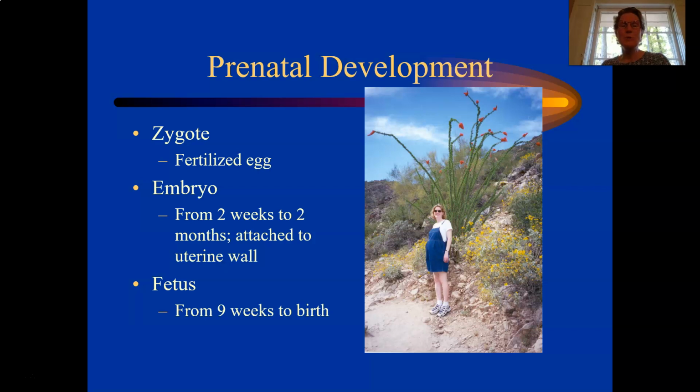When we talk about prenatal development, if you hear the term zygote, that basically means a fertilized egg. And we're talking about the first 2 weeks after that egg is fertilized. Embryo refers to about 2 weeks to about 2 months, so really early development there. At this point, the egg is attached to the uterine wall. And then we get to fetus, and that's all the way from 9 weeks to birth. Okay, so just some terminology there.